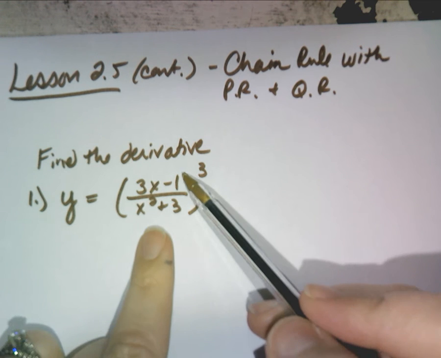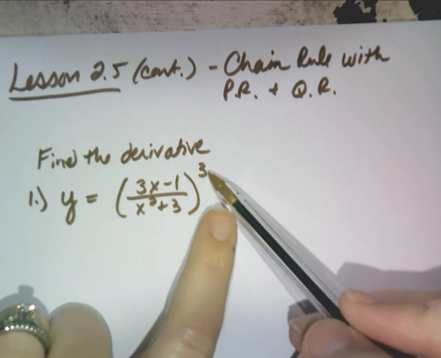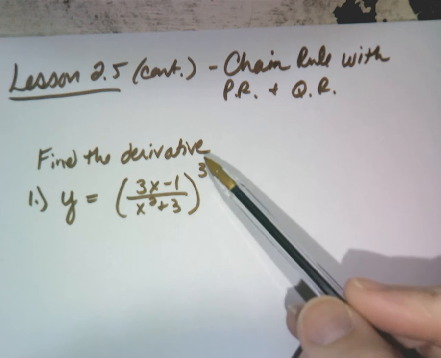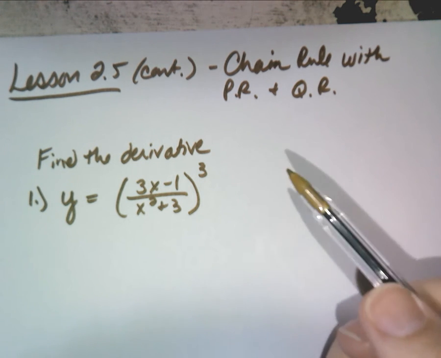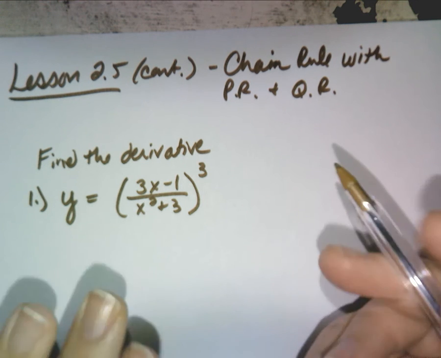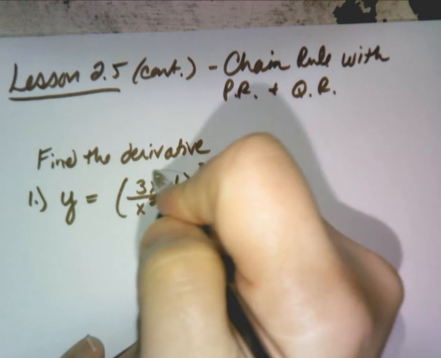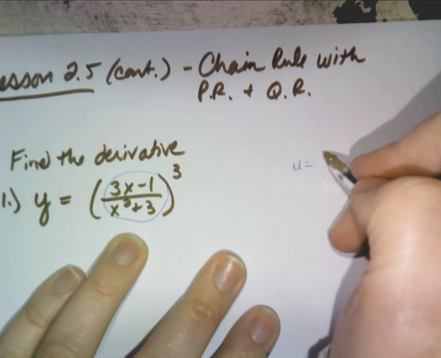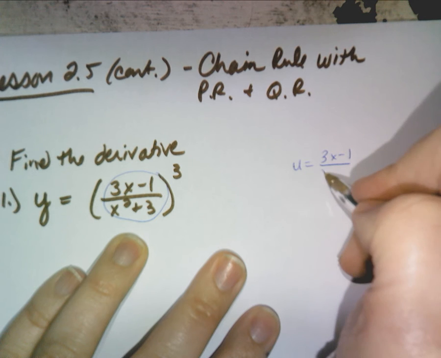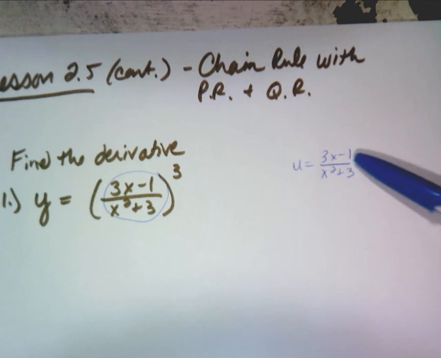I need you to notice something. This is a quotient within a parenthesis raised to a third power. Anytime you're raised to something higher than 1, you're going to have to do a chain rule. You all with me on that? Okay, so then what would be my u? 3x minus 1 over x squared plus 3. It'd be this whole thing. So on the side of your paper, you're going to write u equals 3x minus 1 over x squared plus 3. Okay? Well, that's a quotient.